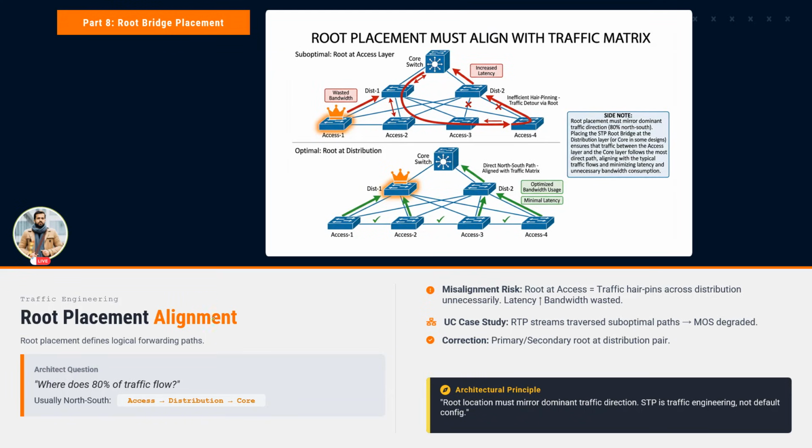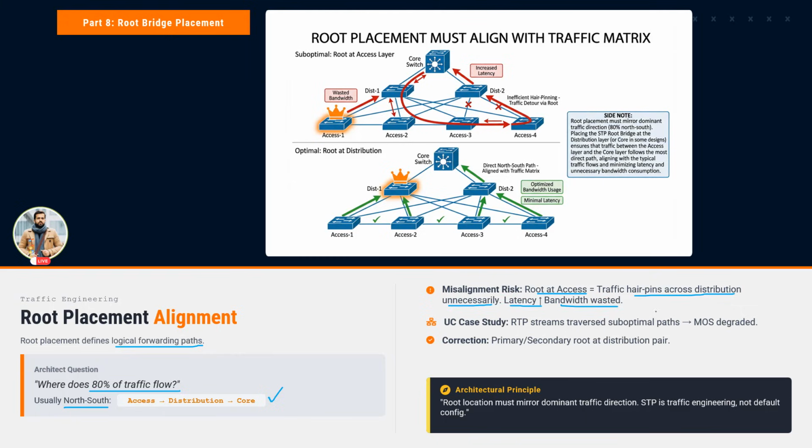Let's talk about root bridge placement. Why does this matter? Root placement defines logical forwarding paths. Here's the key question. Where does 80% of your traffic actually flow? Usually it's north-south, from access to distribution to core. If you place the root at access, traffic hairpins across distribution unnecessarily. Latency increases, bandwidth is wasted.